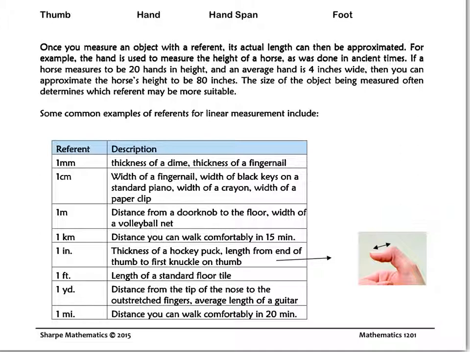A yard is about the distance from the tip of the nose to the outstretched fingers, which is the average length of a guitar. That could be used as well. And there's not a whole lot of difference between a meter and a yard, a little tiny bit of a difference. So you could, I guess, also almost use the distance from the floor to the doorknob, being close to that of a yard. And a mile would be the distance you could comfortably walk in about 20 minutes, because a mile is a little bit longer than a kilometre.